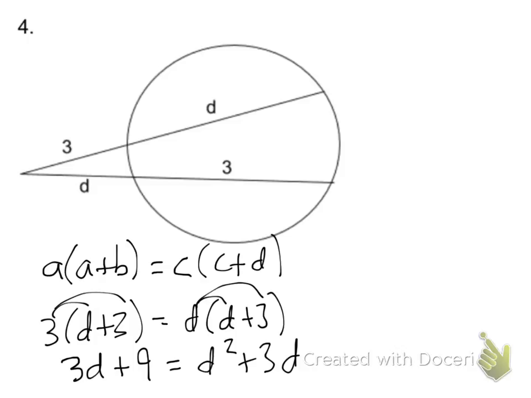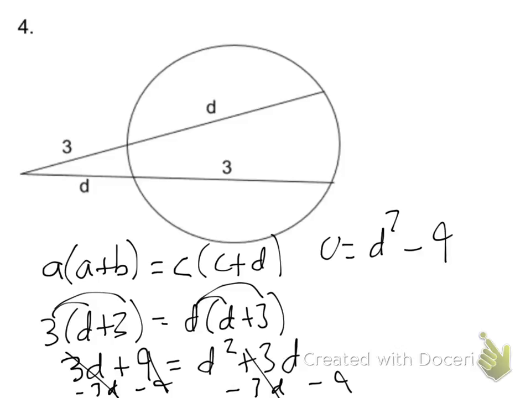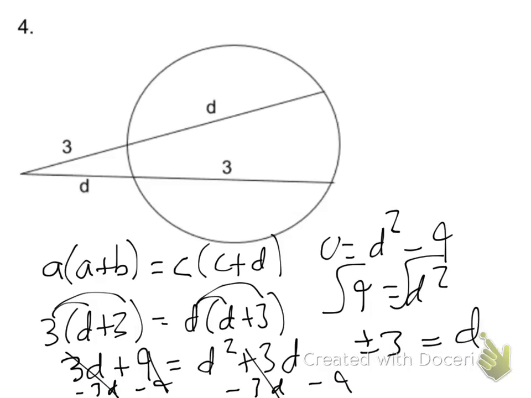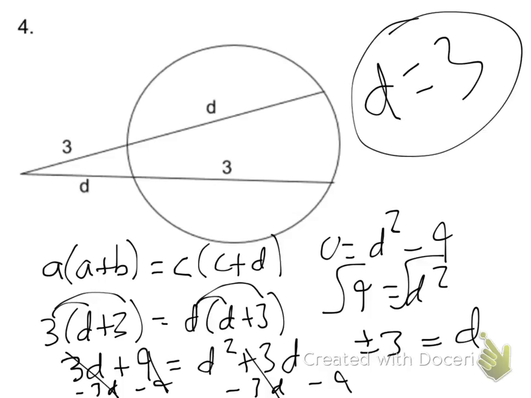I have to bring everything to one side. I think I'm going to keep the quadratic positive, right? So I'm going to subtract 3D and subtract 9. What happens to the 3Ds? Both sides. So 0 equals D squared minus 9. You could add 9 to both sides. So 9 equals D squared. Square root. Plus or minus 3 equals D, but it can't be what? Can't be a negative. So D equals 3 is the only answer.